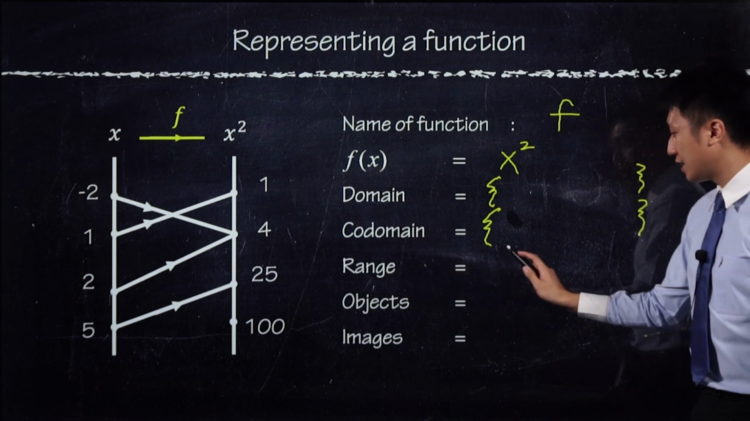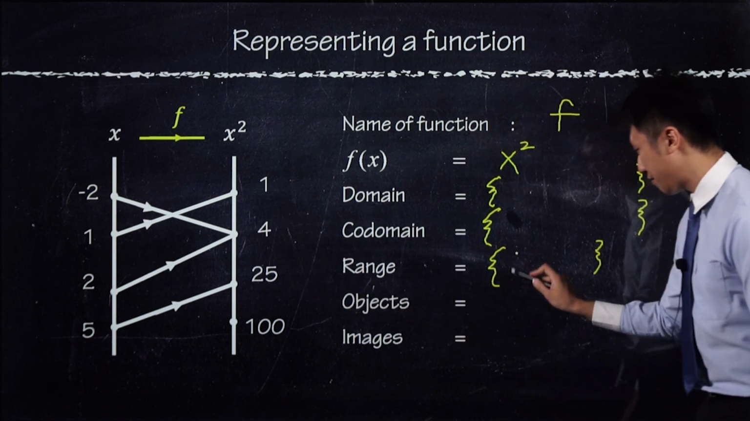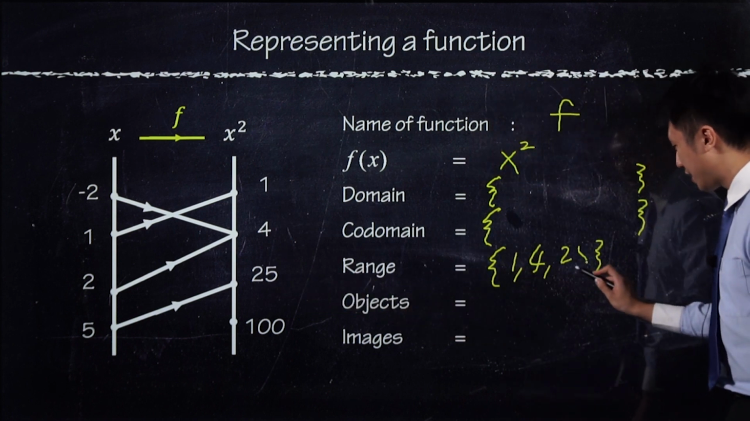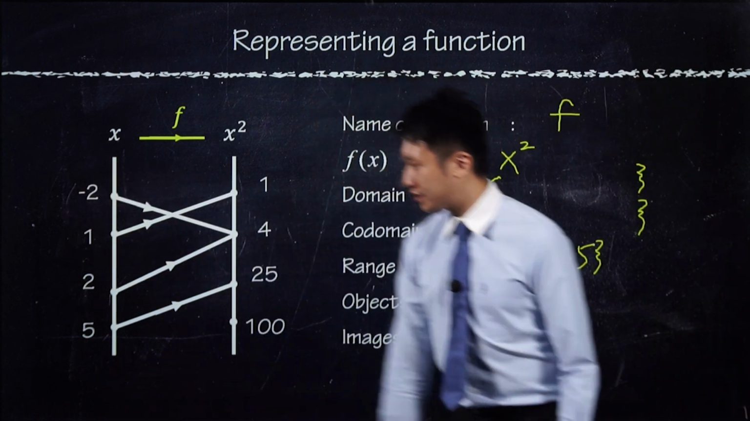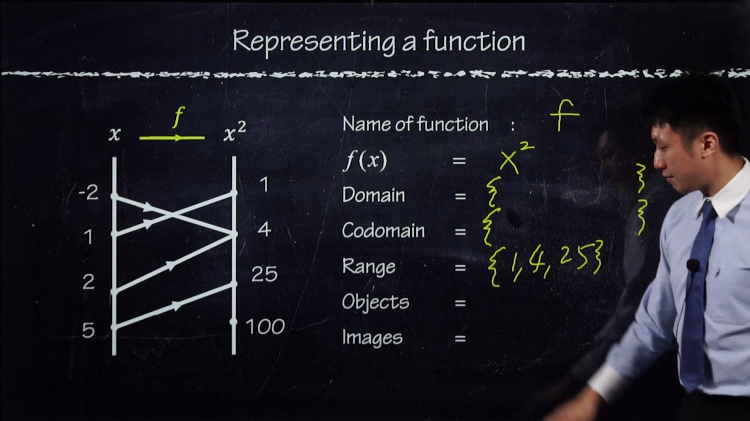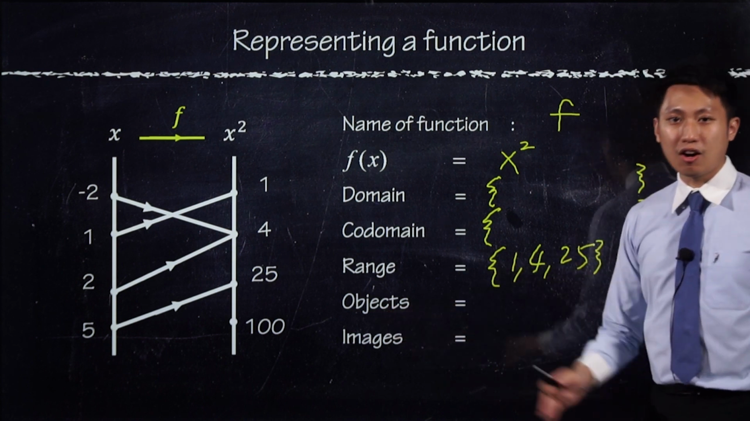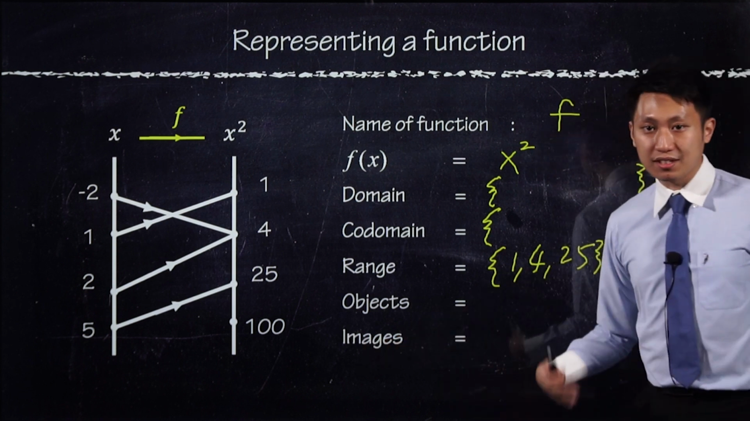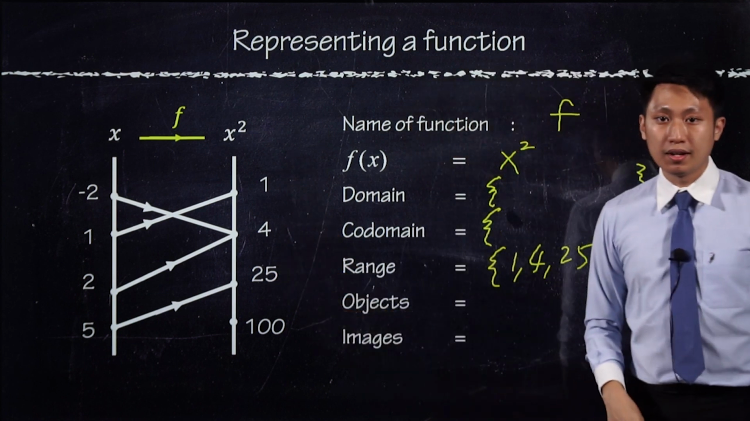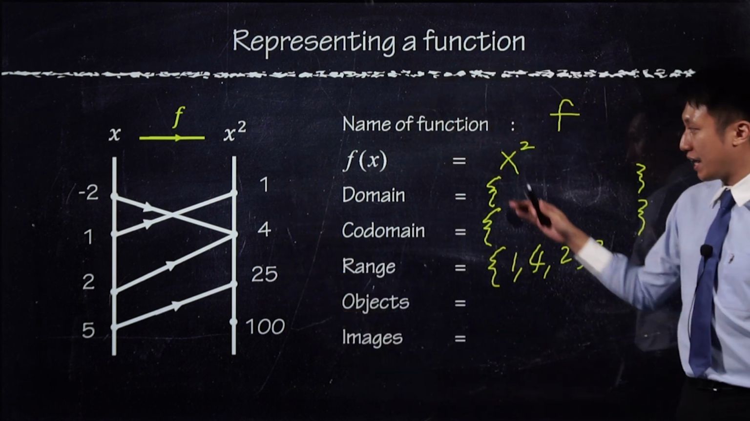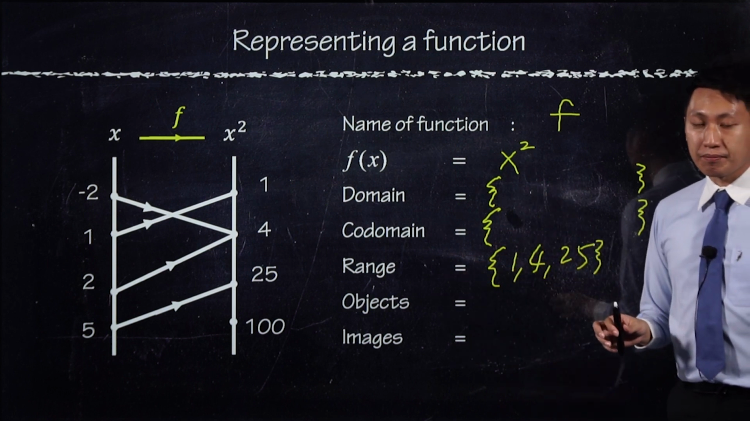Range is the things that are being mapped. Range is 1, 4, 25. This one I write for you, 1, 4, 25, so that you're not confused. Objects are the things on the left hand side, so it's -2, 1, 2, and 5. You don't need a curly bracket, it's not a set. I'm just asking what the objects are and what the images are. Images are the things that are being mapped: 1, 4, 25. You can always go back to the previous one and look at the answers. I'll just leave this for you. All right, next.